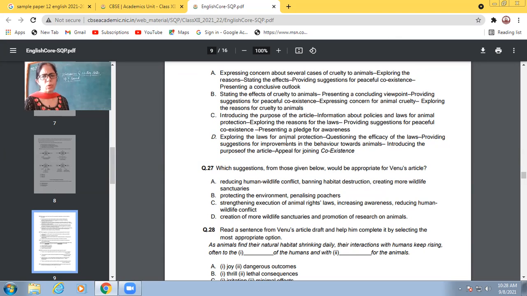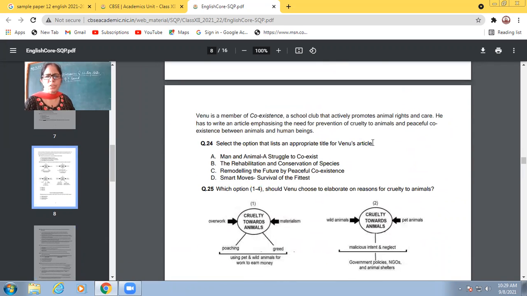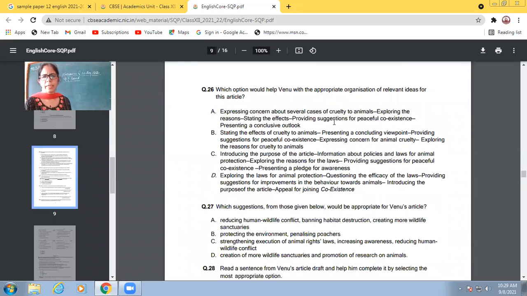D option, exploring the laws for animal protection. So first you will talk about the laws for animal protection. Questioning the efficacy of the laws, providing suggestions for improvements in the behavior towards animals, introducing the purpose of the article, appeal for joining coexistence. This also seems to be correct. So you can see A and D options seem to be correct, right? But here let us again see the question. She has to write an article emphasizing the need for prevention of cruelty. So why should cruelty towards animals be stopped? That's the main thing. So in these value points, expressing concern about several cases is okay, or exploring the laws for animal protection is required.